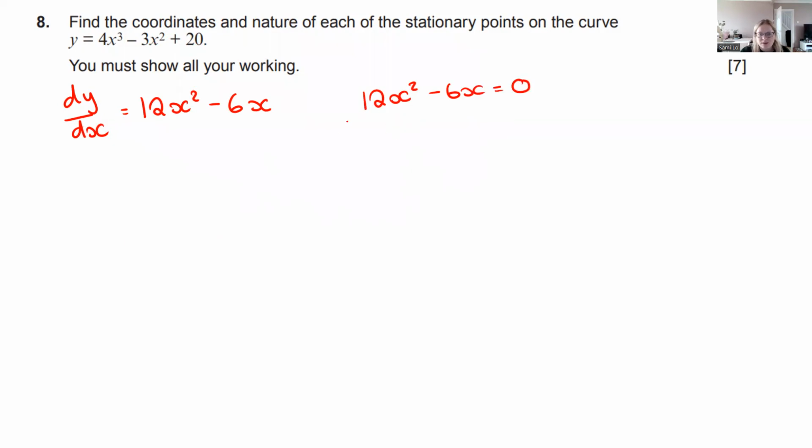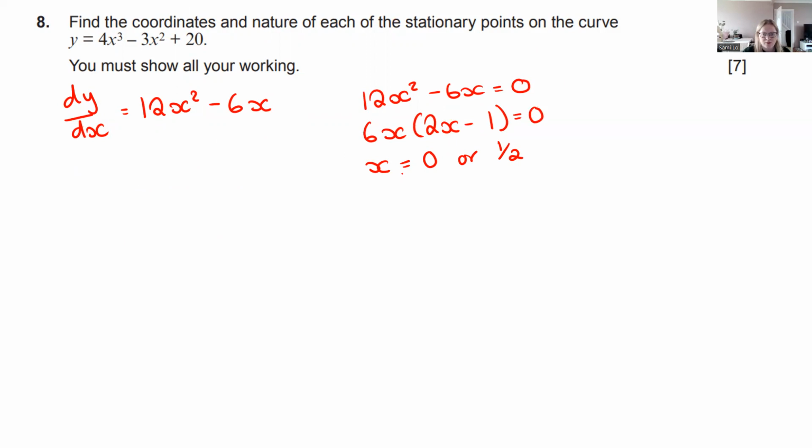Personally, I factorise this at this point because that's how I find it easier to solve. So 6x on the outside, we're going to have 2x minus 1 equals 0. So our results for x are going to be 0 or a half. Okay, and all I'm doing is making that bracket equal to 0. That's how I got the half.